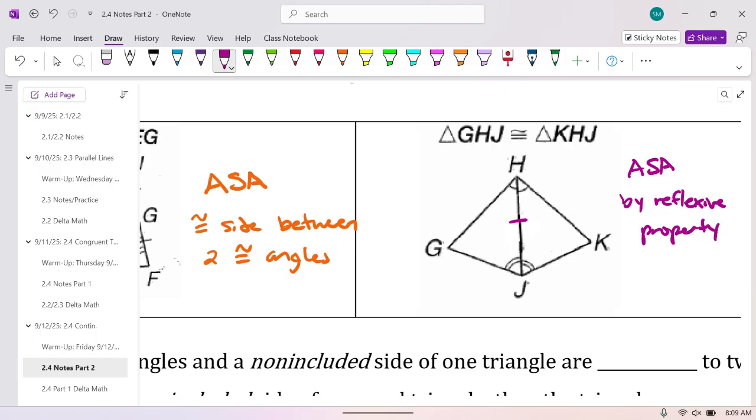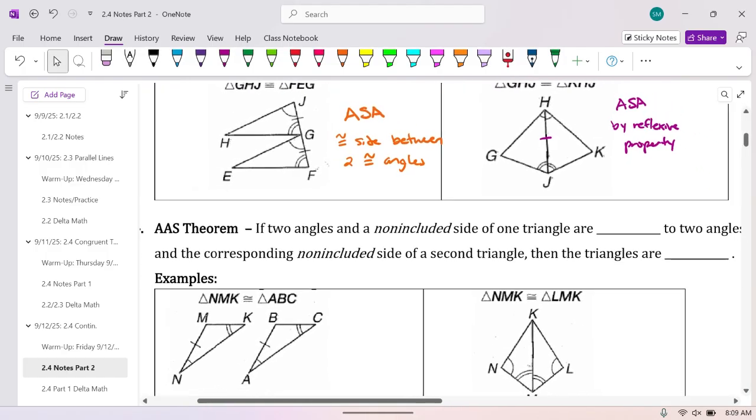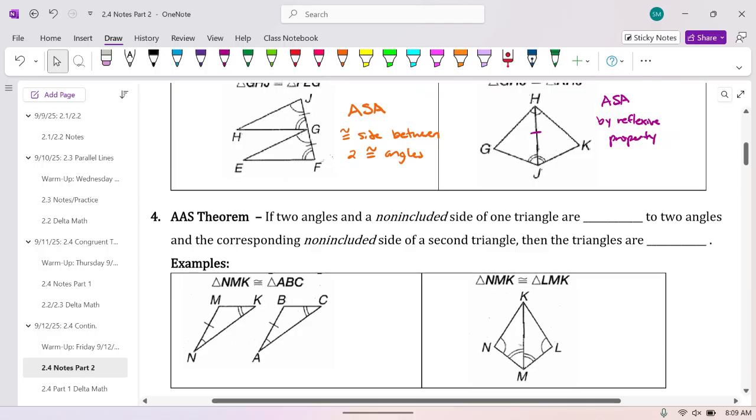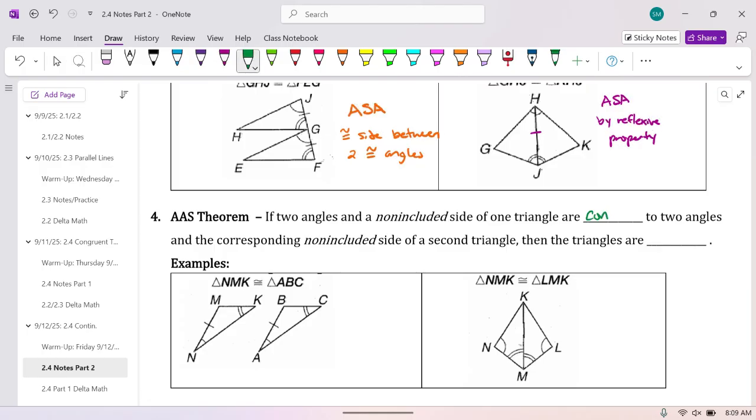All right. Any questions on angle, side, angle? Now, the next postulate is angle, angle, side. All right. So if two angles and a non-included side of one triangle are congruent to two angles and the corresponding non-included side of a second triangle, then the two triangles are congruent.